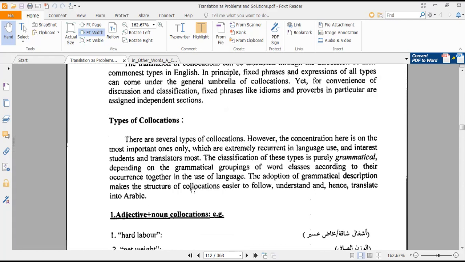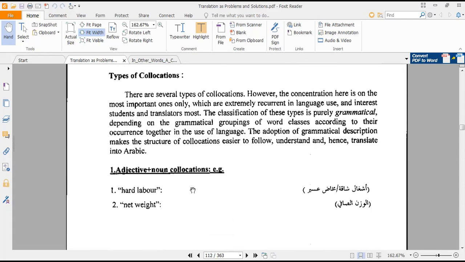Now, also we are going to talk about types of collocations. Actually, from a syntactic point of view, we have nine types of collocations. The first type is adjective plus noun collocations. That means the collocation consists of two words: the first one is an adjective and the second one is a noun. For example, hard labor. Hard is an adjective while labor is a noun. So we have an adjective plus noun collocation.